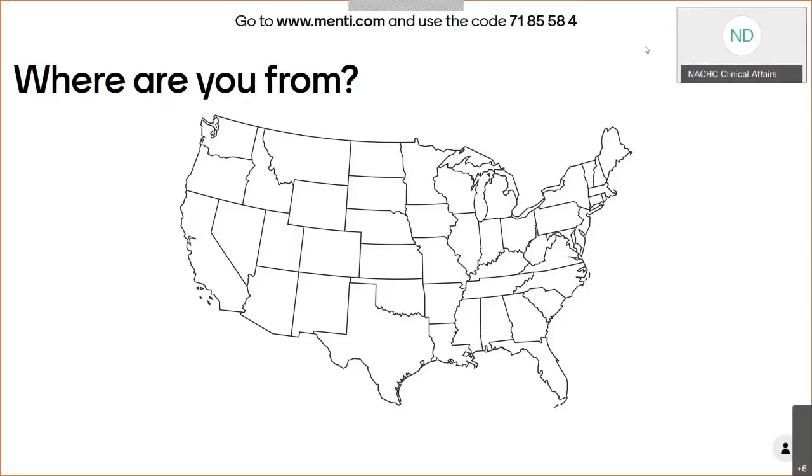Meg, look, there goes, the code is now available. So the code for everybody is going to be 718558 and then 4. So 7185584.